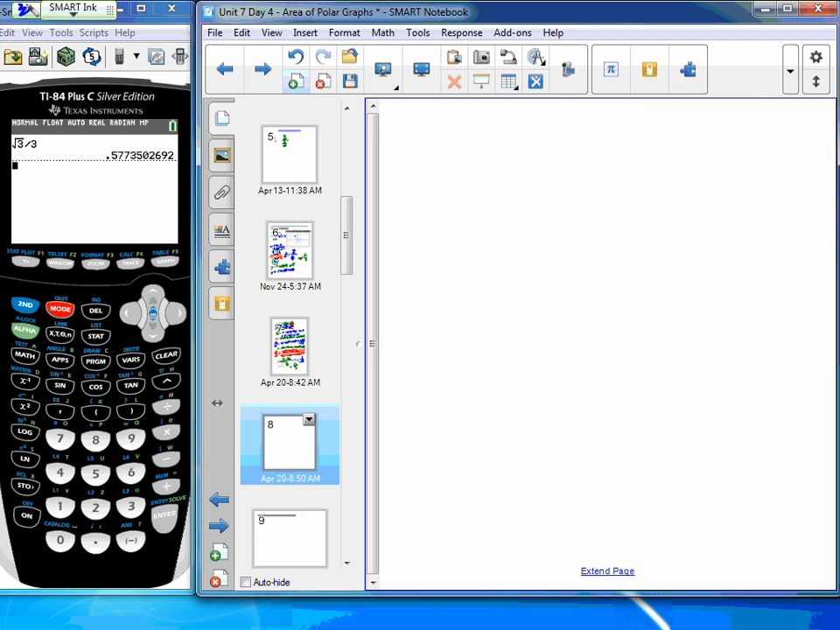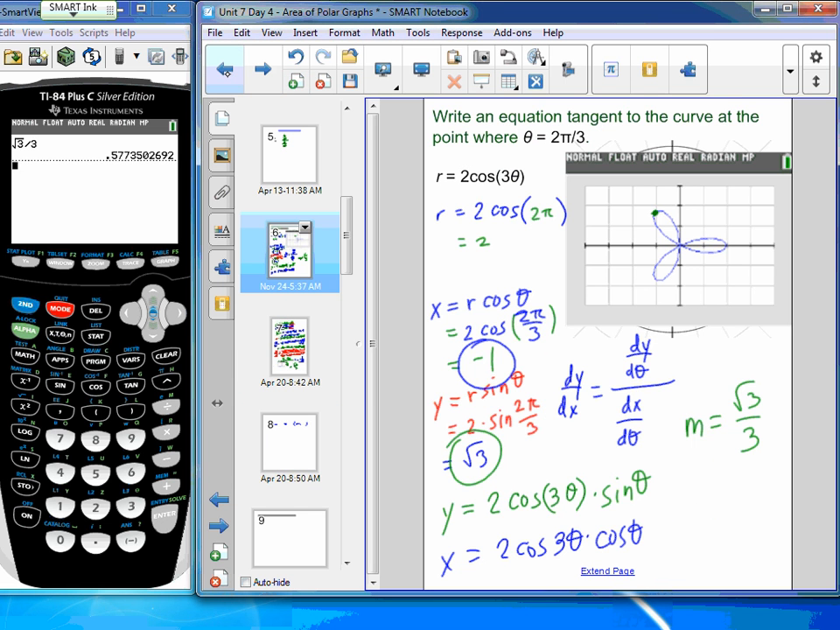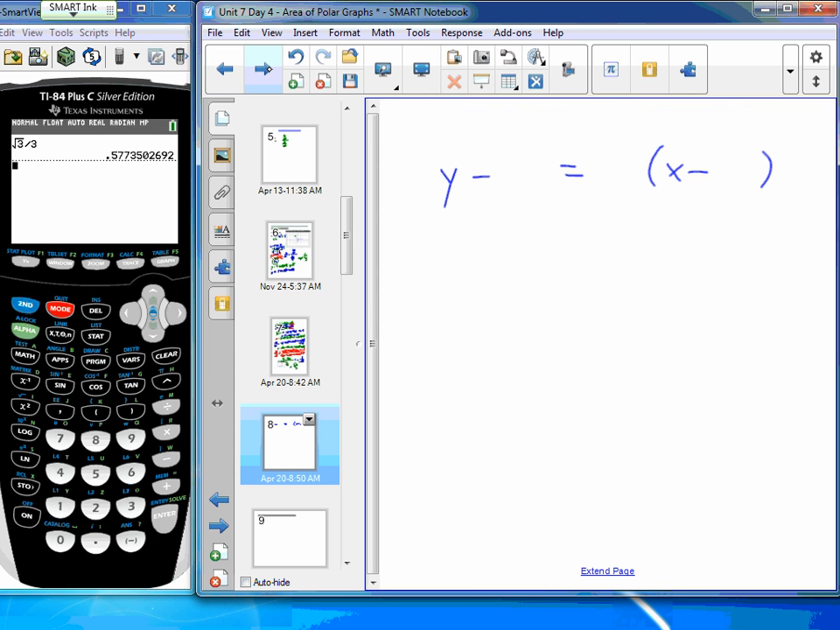So my equation of the tangent line is y minus root 3 is equal to, what was my slope? Root 3 over 3. And what was our x-coordinate of the point of tangency? Negative 1. So minus negative 1 is plus positive 1. Can we do that? How's that? Awesome.